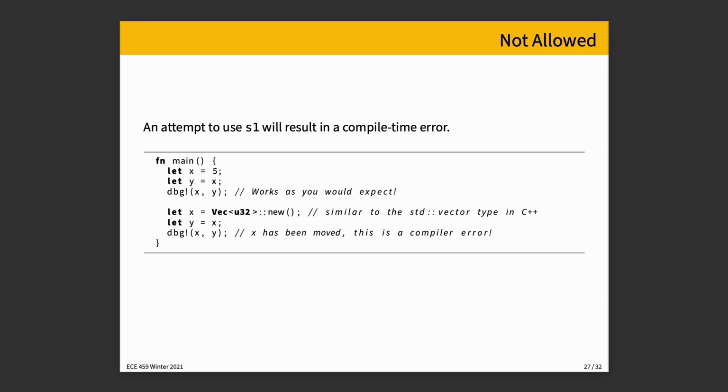So if we look at the example here in main, we let x is assigned 5, let y is assigned x. Those are simple types, they copy, and if we call some macro here, it takes x and y, that's fine because we copied it, we didn't transfer ownership. If, however, x is a vector, and vectors are declared with Vec, and then in angle brackets a type, which is similar to a standard vector type as you would see in C++. It is heap allocated and has the single ownership semantics. And so when we do the statement let y is assigned x, that is a transfer of ownership. And then trying to call this macro with x and y doesn't work because x is no longer valid, and the compiler will tell you it is not okay.